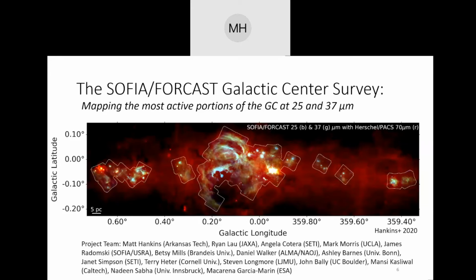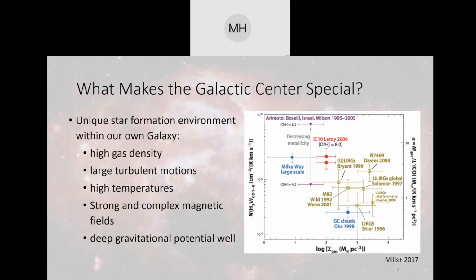The reason why we wanted to study the Galactic Center, just to give some background for those who might not be familiar, is that it's a really, really special and interesting region. When it comes to star formation, it's a really unique environment. If you look at this plot from Mills 2017, it's an overview paper that's looking at clouds that are part of the galactic disk. That's the Milky Way large scale data point you see here in blue versus the GC clouds. This is looking at the gas density and the CO fractions that you get for galactic center clouds.